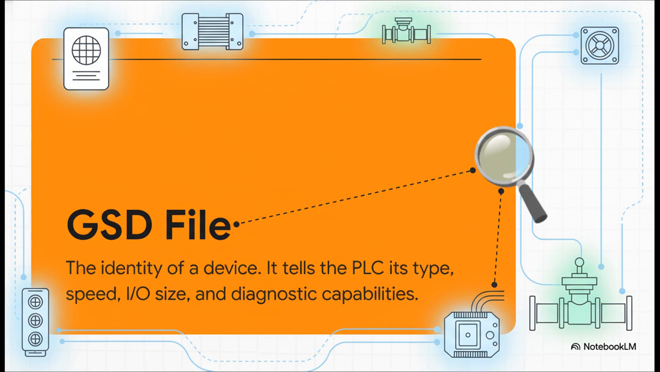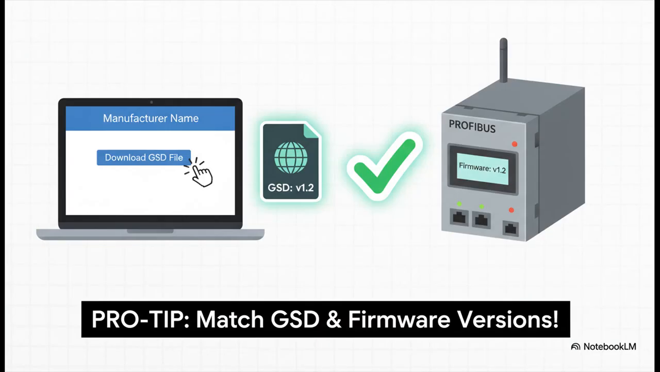If you don't have the right GSD file, the PLC has no clue how to talk to the device, and it just won't. And here's a pro tip that will literally save you hours, maybe even days of frustration. Always, and I mean always, download the latest GSD file directly from the manufacturer's website. And here's the crucial part. Make sure that GSD version matches the firmware version of the actual device in your hand. A mismatch there is one of the most common reasons for errors.